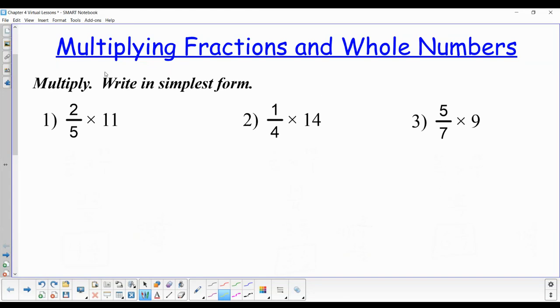Hello, welcome to multiplying fractions and whole numbers. In this video, we're going to review how to multiply a fraction with a whole number. Now to do this, we're going to use number 1 as our example. We have 2/5 times 11.